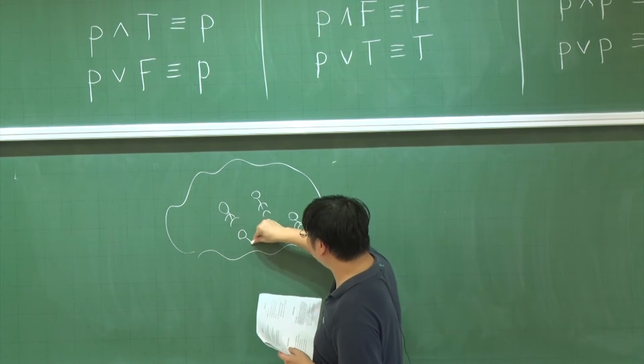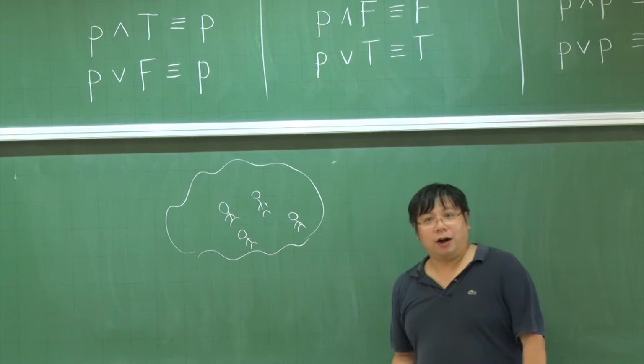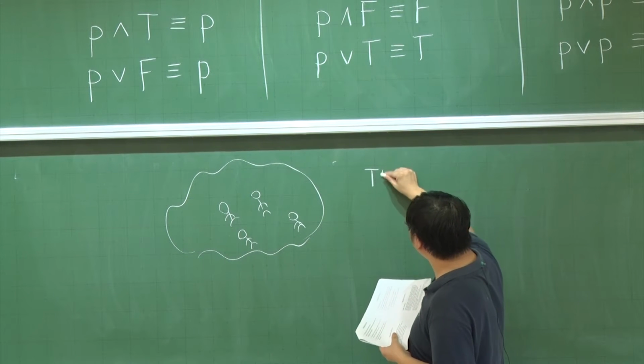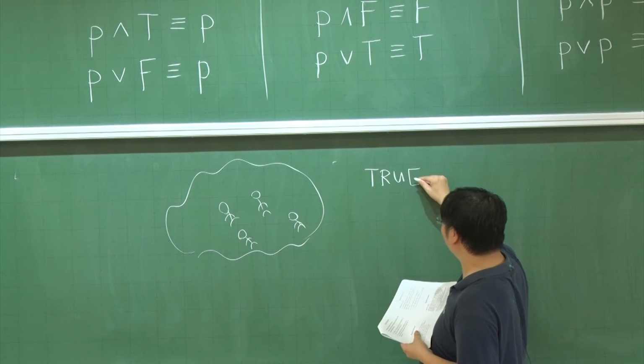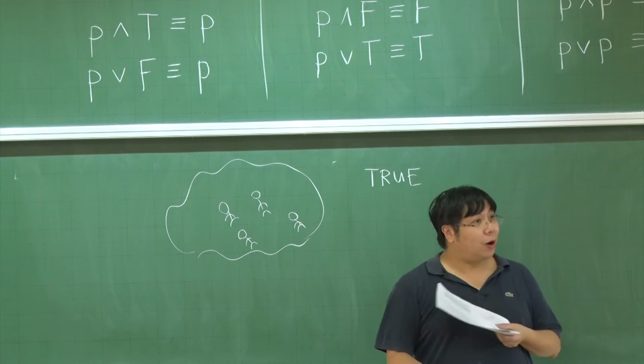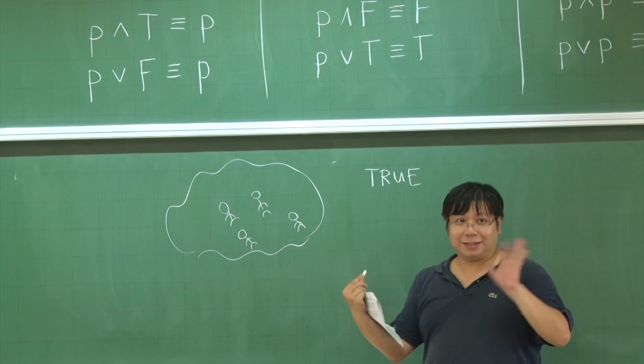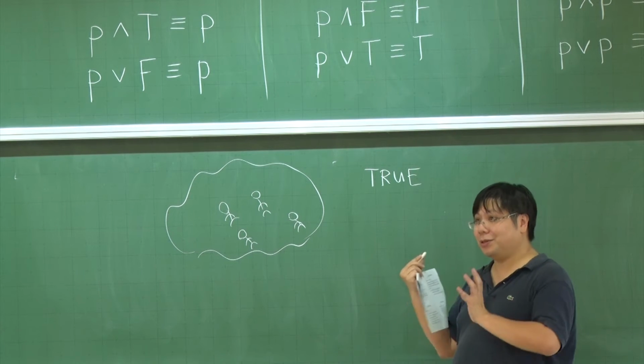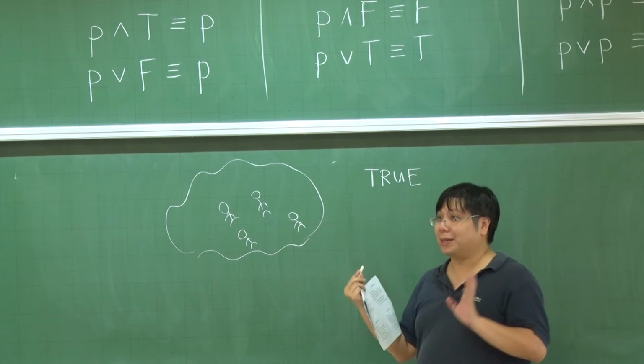So people are of two different types. One is the true type, true people. True people always tell the truth. If you ask him or her a question, he will answer you correctly, always.